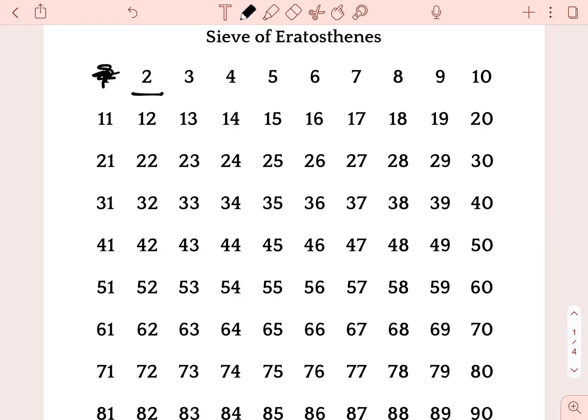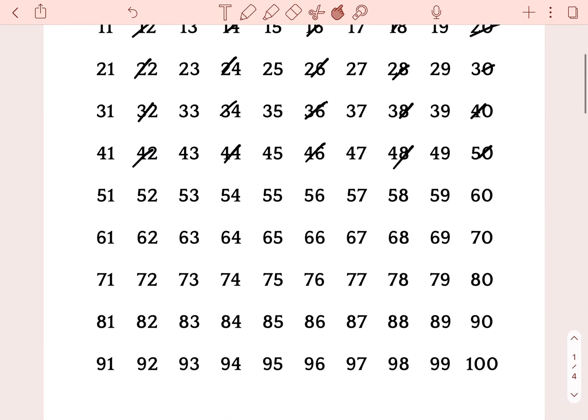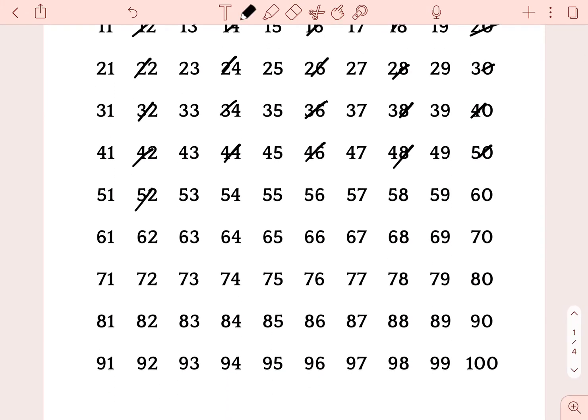Now we're going to cross out all the multiples of 2, because if it's a multiple of 2, we know it's not prime, because it has a factor of 2. So we're just going to cross out all the multiples of 2. We're basically crossing out every other number here, right? I'm crossing out every single multiple of 2, and it doesn't take that long. I can go up to 50.